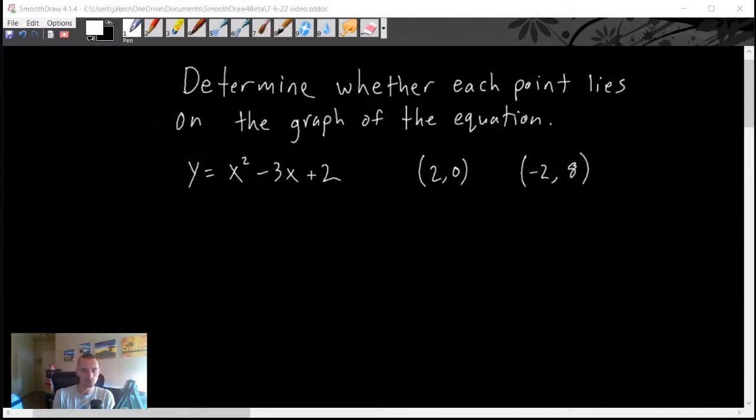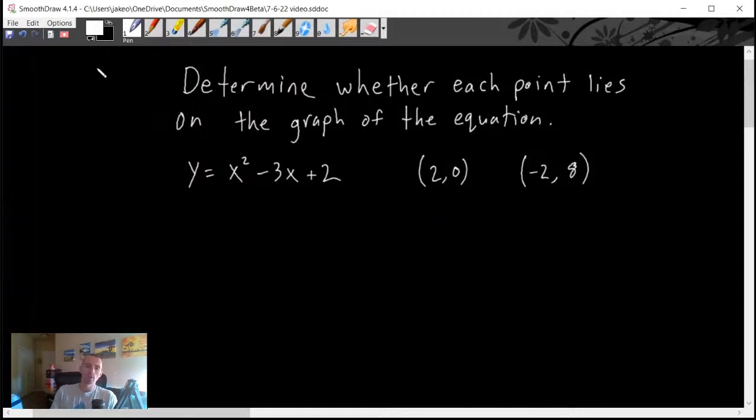But anyway, let's jump into the first example problem. We're going to start off with this one that you can see on the screen now. Determine whether each point lies on the graph of the equation. When it comes to these kinds of problems, you're given some sort of equation. In this case, we have y equals x squared minus 3x plus 2. And then we have these two points that we need to figure out if they actually lie on the graph of this equation, which are (2, 0) and (-2, 8).